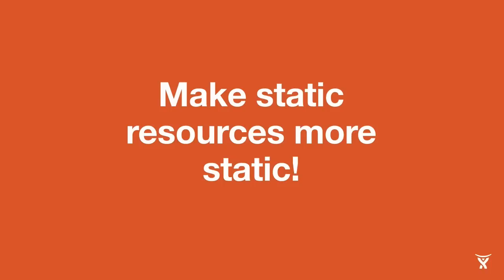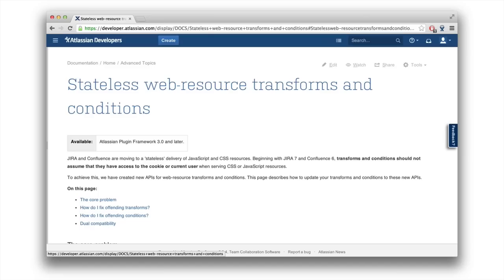That way, if we cache those static resources on a CDN edge node, it won't end up breaking when another user comes in and gets a resource which previously, because it was hitting the JIRA server, would end up being different. But because we are going to a CDN edge node, JIRA is no longer involved, and you will end up getting a resource for another user and things will start breaking. There is an excellent guide on developer.atlassian.com, stateless web resource transforms and conditions, that details the conditions and transformers APIs. If you do implement a web resource transformer or a condition, have a look at that.